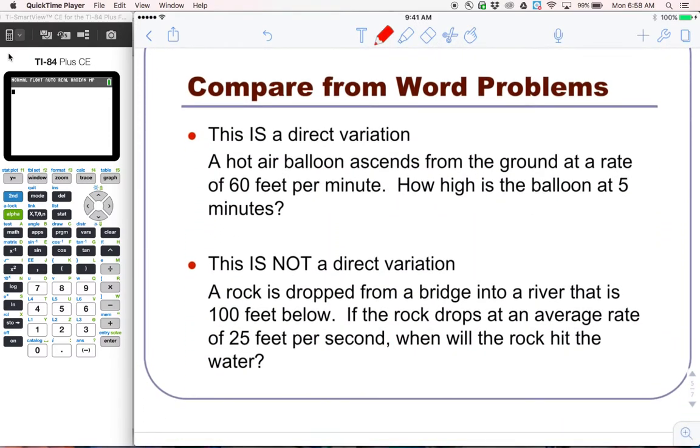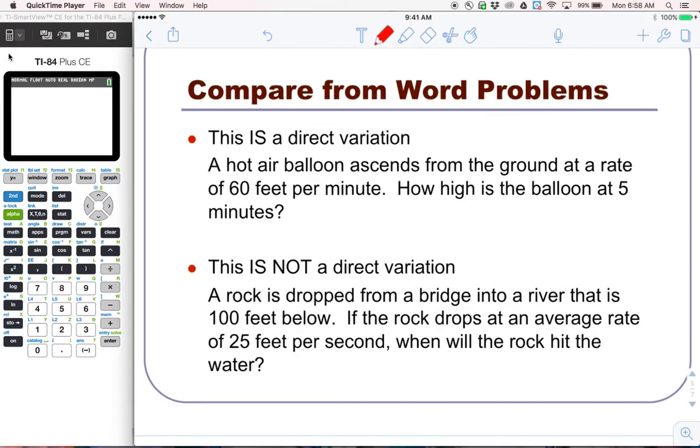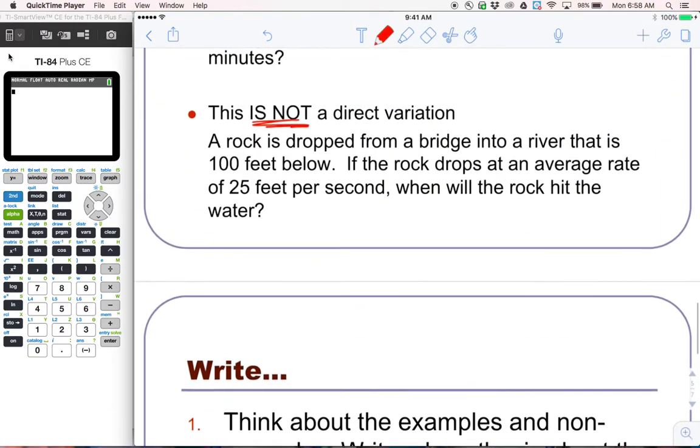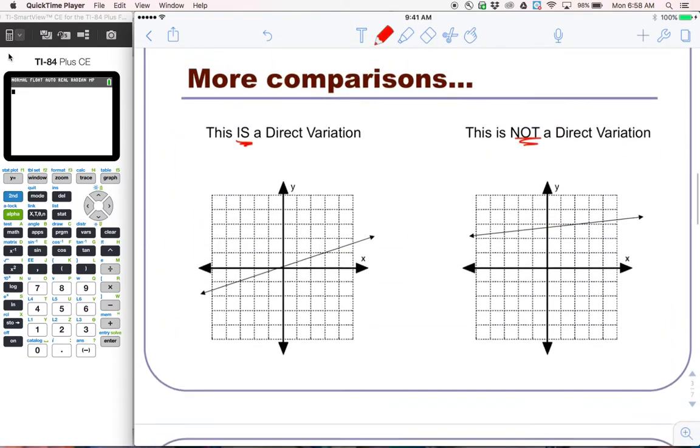And then this one is talking about a word problem. It is a direct variation example if we're talking about a hot air balloon ascending from the ground at a rate of 60 feet per minute. It is not a direct variation example if you say that we're dropping a rock from a bridge that is 100 feet high. Any guesses about what direct variation really is?